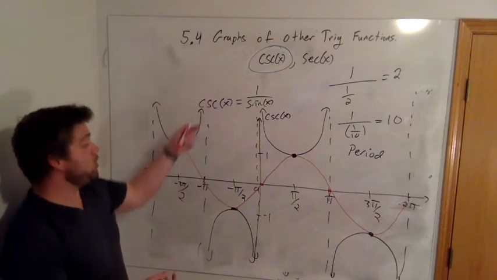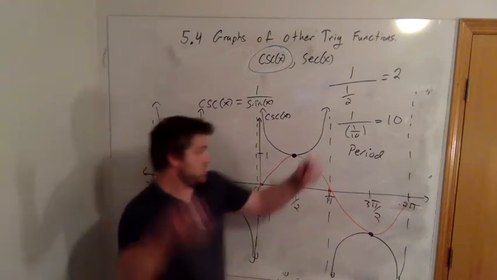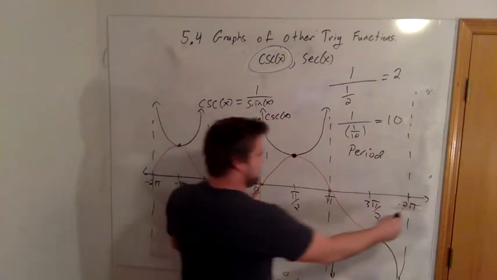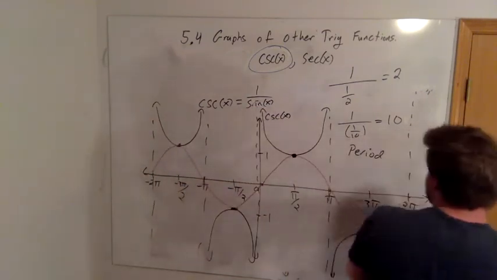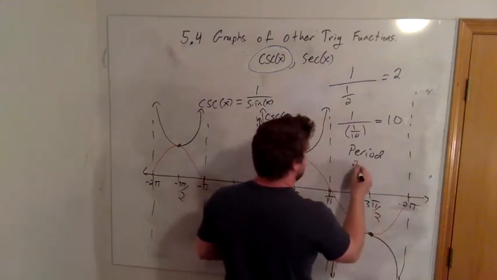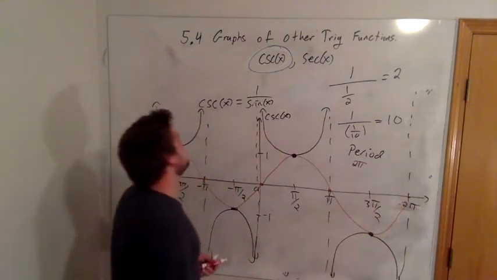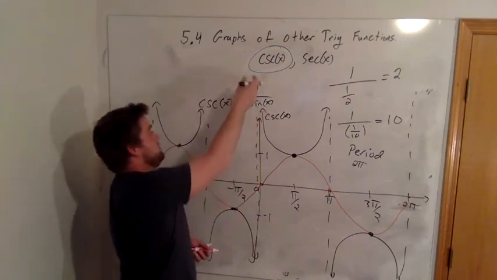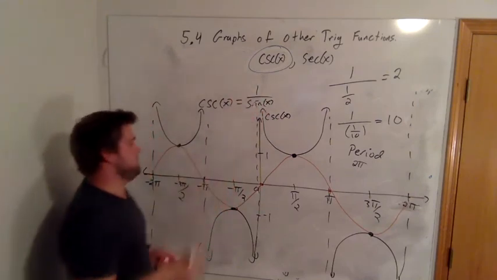For the period of cosecant, notice I get my upper and my lower parabola between 0 and 2 pi, and those will repeat themselves. So I hope you can see the period will be 2 pi, which isn't surprising because the period of sine is 2 pi, so since cosecant is 1 over sine, they should have the same period.